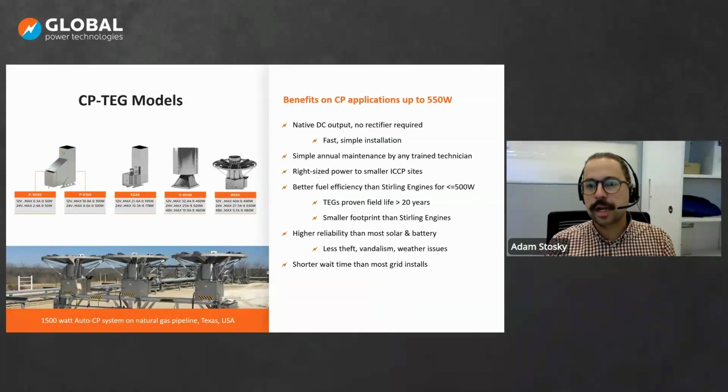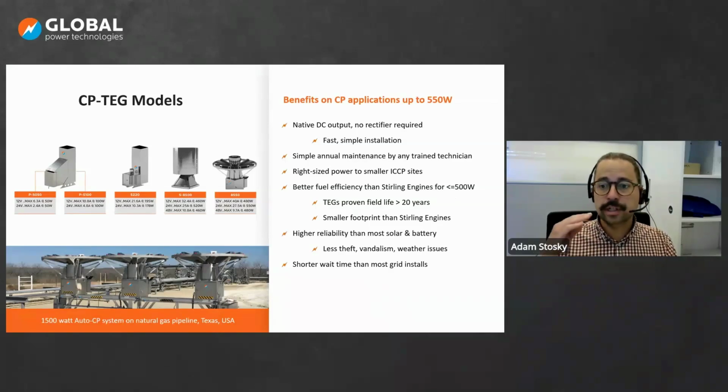So one of the most common applications for our TEGs is actually using them for an impressed current cathodic protection. The benefit of using the TEG is that it's a native DC output. So we have a CP panel that is attached onto the TEG that allows you to adjust the voltage, operating the TEG in constant voltage mode, but you don't need to buy an additional rectifier like you would if it was grid tied.